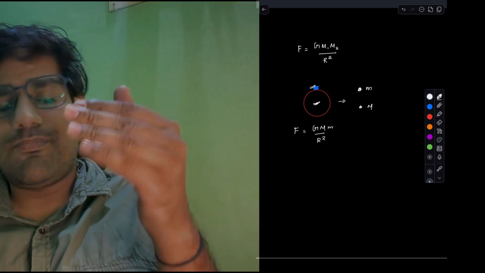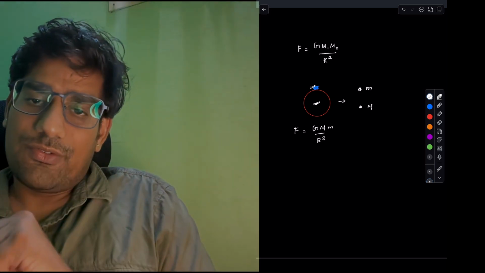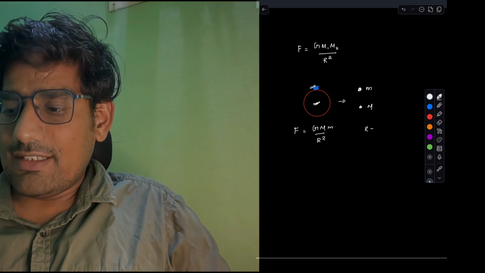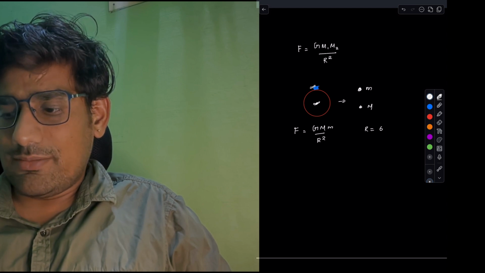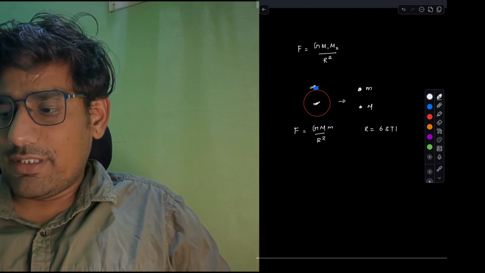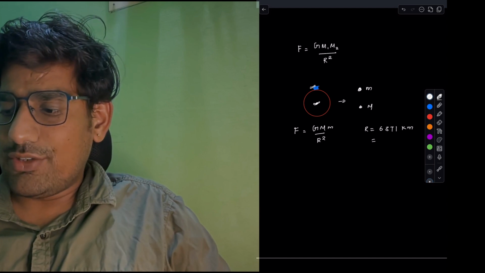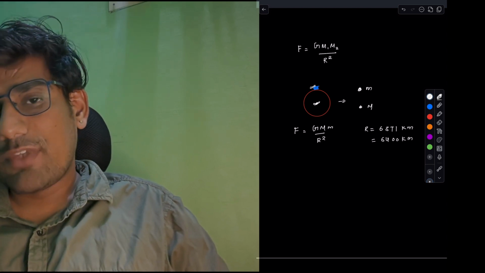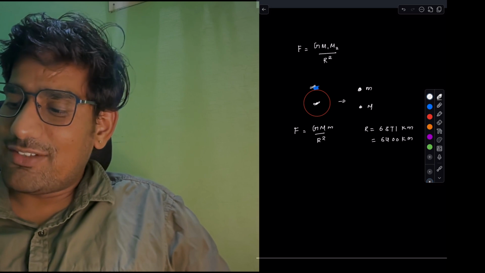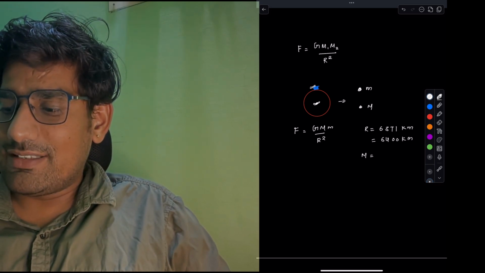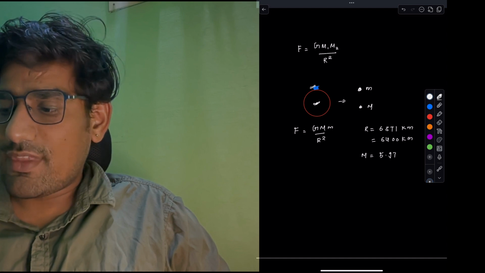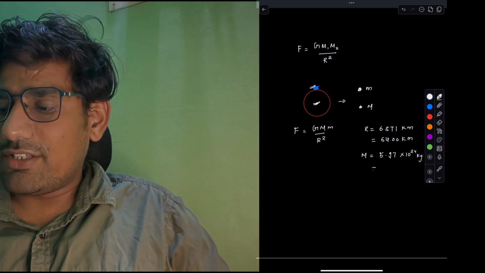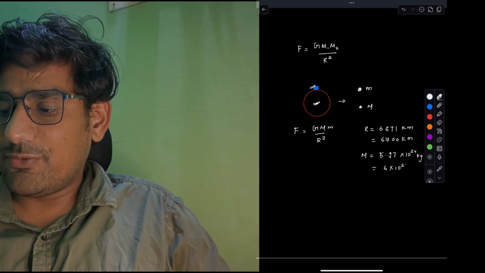R is the distance between the center of Earth and the surface of Earth, right? So it will be the radius of Earth. Yes, the radius of Earth is known to us, that is 6,371 kilometers, or approximately you can take it as 6,400 kilometers. Now what about the mass of Earth? The mass of Earth is also known to us, that is 5.97 multiplied by 10 to the power 24 kg, or approximately you can take it as 6 multiplied by 10 to the power 24.